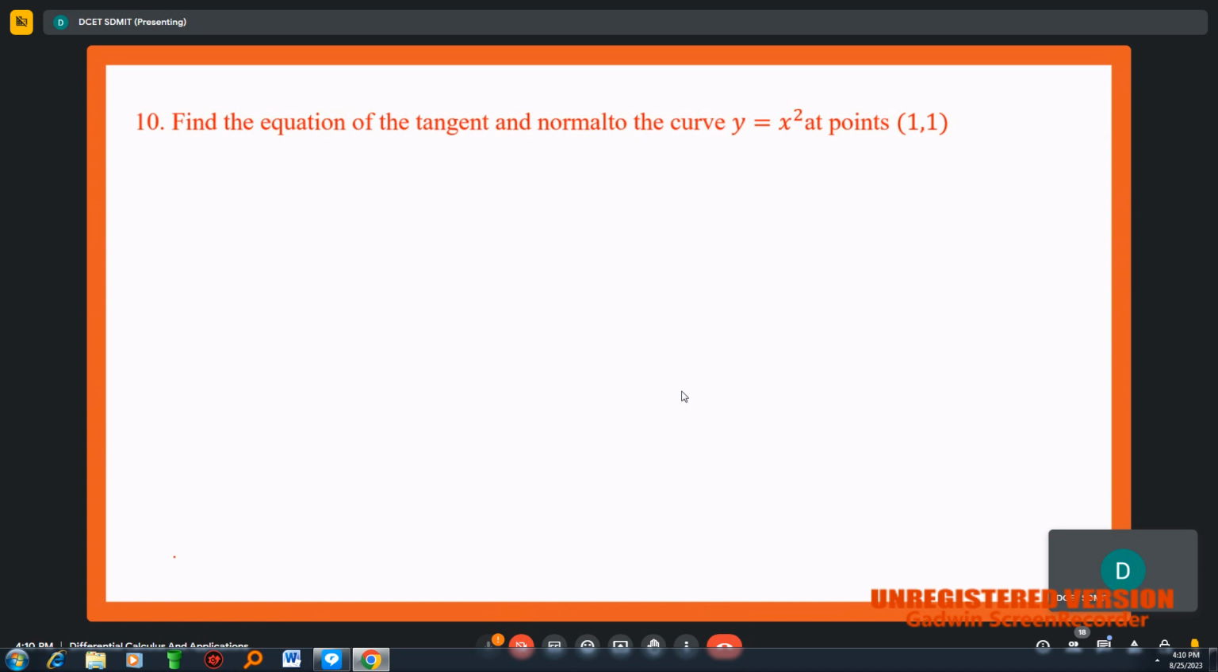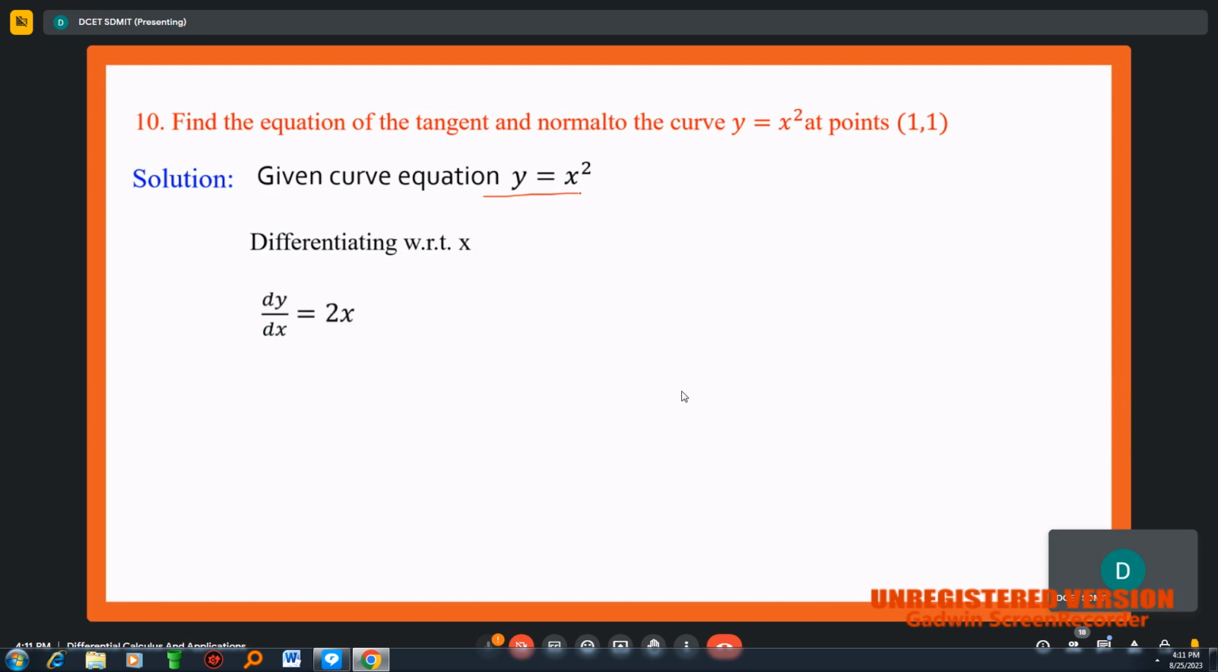Now we have to find the equation of the tangent and normal to the curve. What is the normal to the curve? y minus y1 is equal to minus 1 by m into x minus x1. So first we have to find m. m is nothing but dy by dx at the point x comma y. First, we have to differentiate the y function with respect to x. dy by dx is equal to the differentiation, dy by dx is equal to 2x.